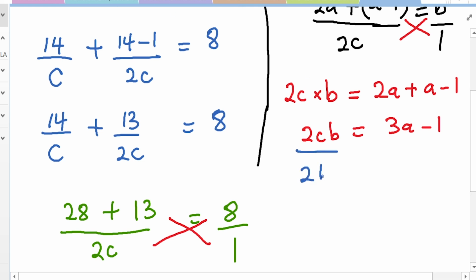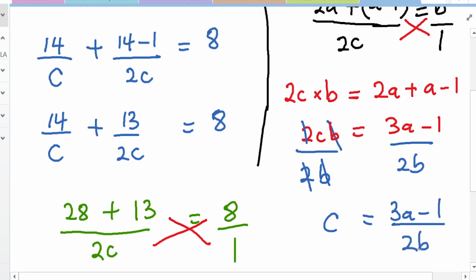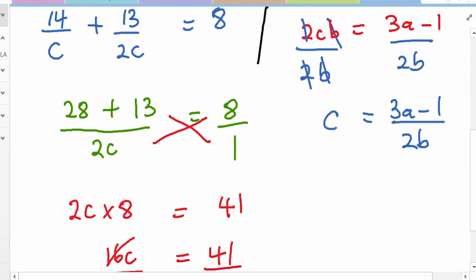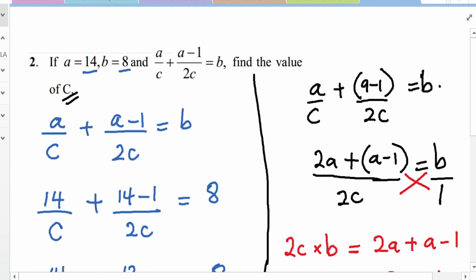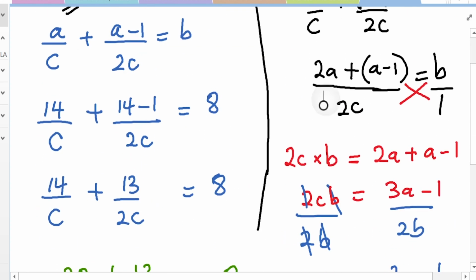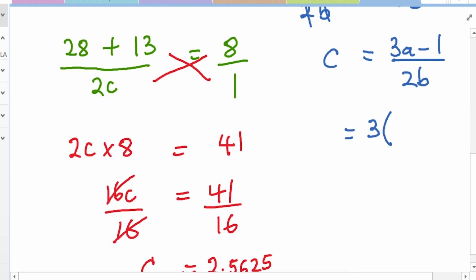by 2B, divide both sides by 2B, so that the 2 and that 2 go, that B and that B go, we remain with our value of C as (3A minus 1) over 2B. So after making C the subject of the formula, then you can go ahead and substitute accordingly. So this becomes 3 times A. According to our question, our value of A is 14, so it becomes 3 times 14 minus 1, divide that by 2 times our value of B.